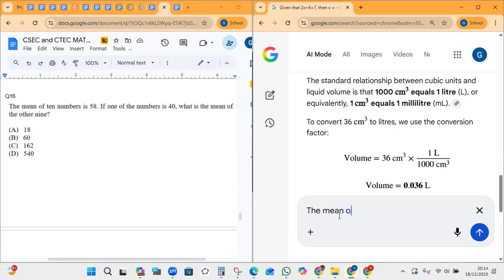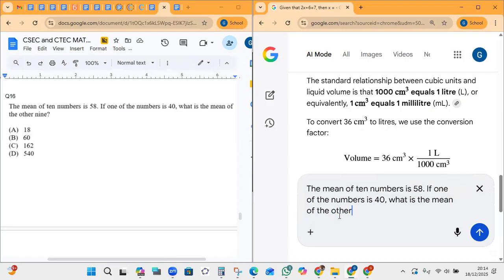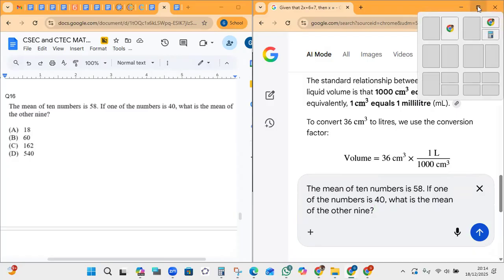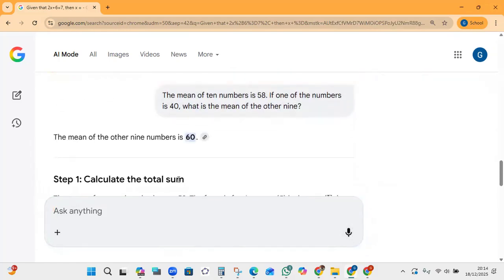The mean of 10 numbers is 58. If one of the numbers is 40, what is the mean of the other 9? Since we are using a text-based AI, this is a classic question that we can type in to see how it can help us. So it is thinking, and it says the mean of the other 9 is 60.